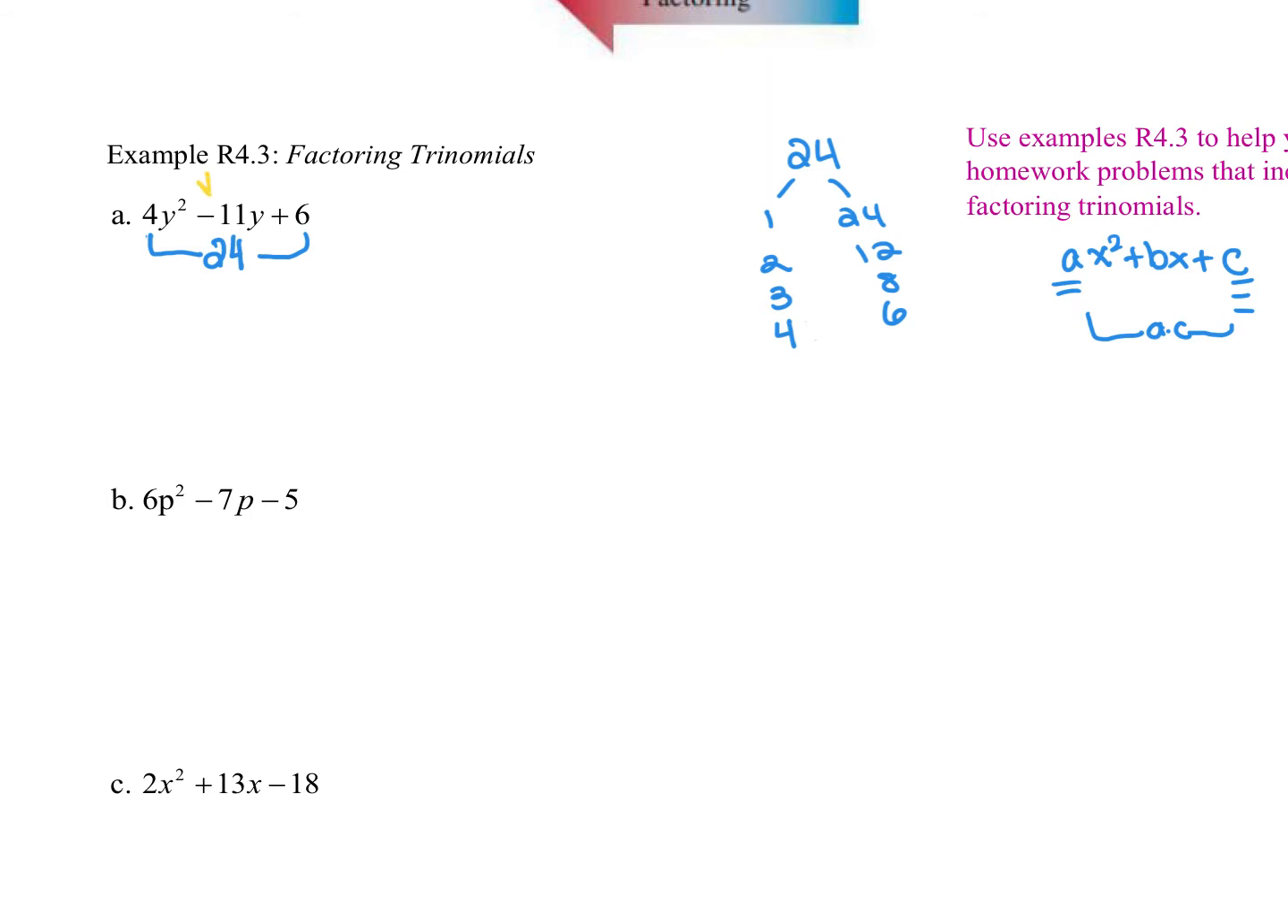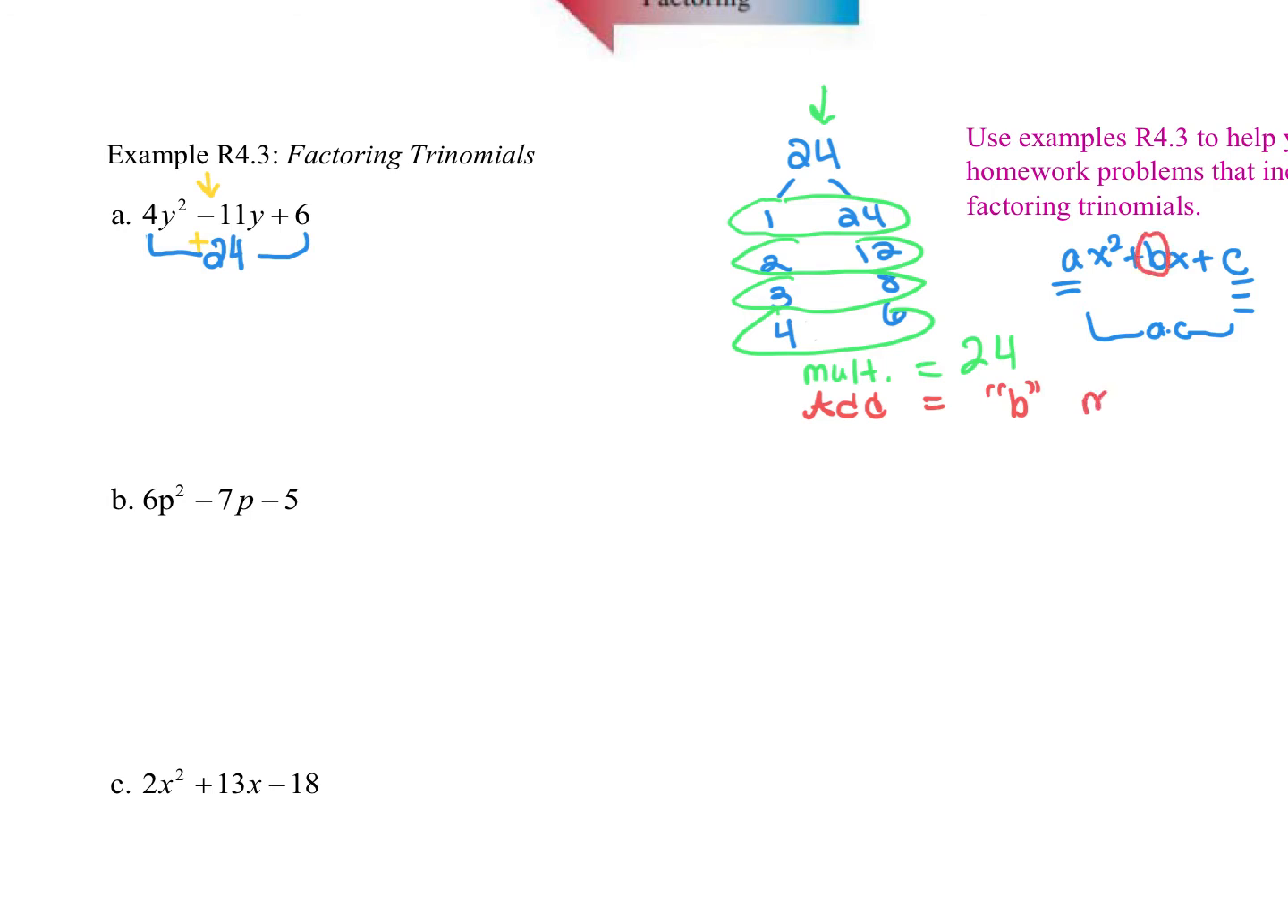Because this middle term is negative, but this right here is a positive, I need to take these numbers. So I'm going to do green. When they multiply, they must equal the 24, this thing right here. But when they add, they must equal what we call the b term, this b, the middle number.